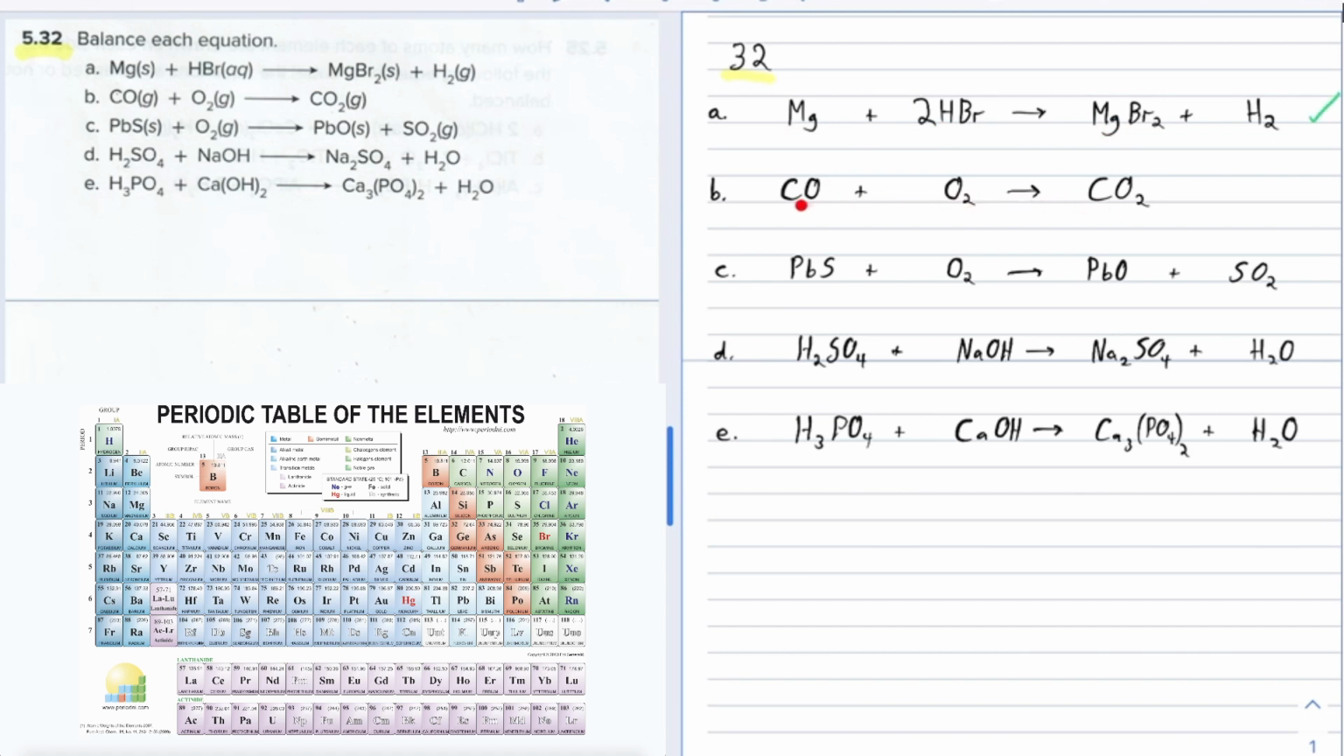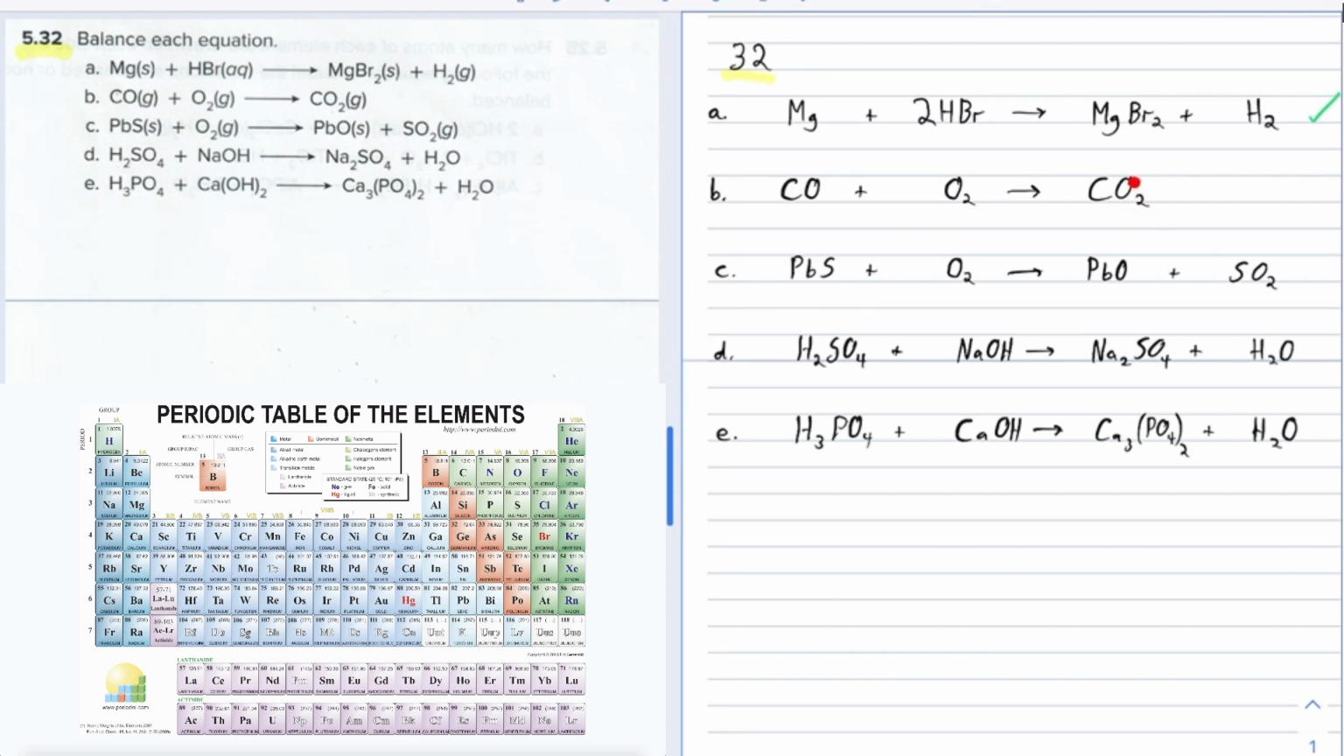Okay, this is a little simpler here. You got just 3 different substances, and oxygen is by itself, so we'll save oxygen for last. Let's balance the carbons. Okay, so carbon's already balanced. So you got 1 times carbon on the left, so you got 1 on the right, and now the oxygen. So you got 2 oxygens on the right, and then 2 plus 1 is 3 oxygens on the left.